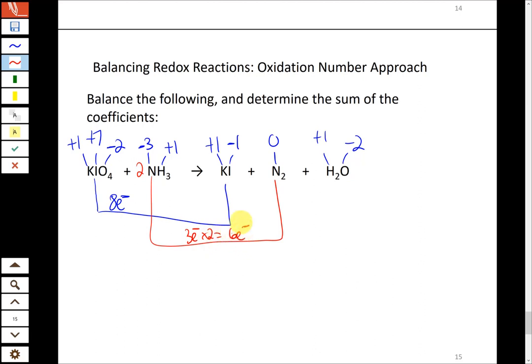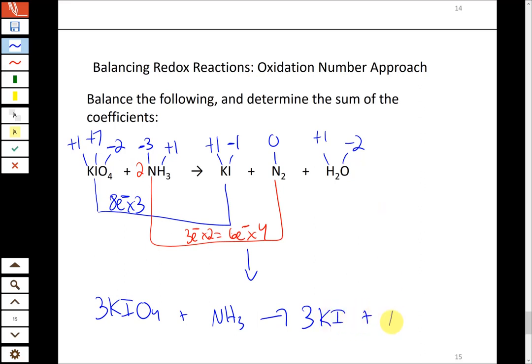But now we still need to adjust coefficients to make sure that these balance each other out. So we have 8 electrons for iodine going from +7 to -1, 6 electrons for 2 nitrogens going from -3 to 0. So the way that we can balance those, we have to find the least common multiple of those. So the least common multiple of 8 and 6 is 24. So we triple that to make it 24 electrons. And we quadruple that to make it also 24 electrons. So what that leads to then are the following coefficients. We had to triple the coefficients on KIO4 and KI, so we get a coefficient of 3 in front of each of those.